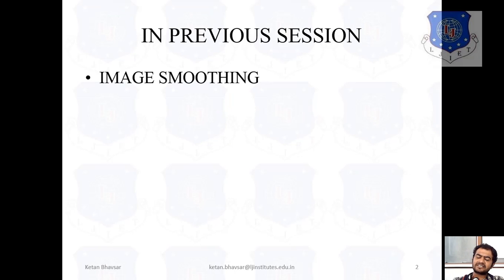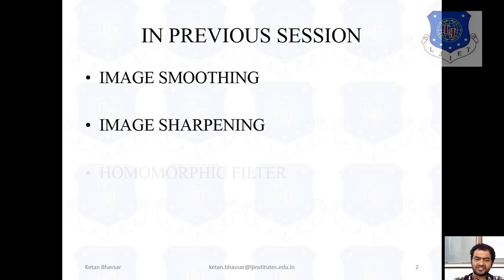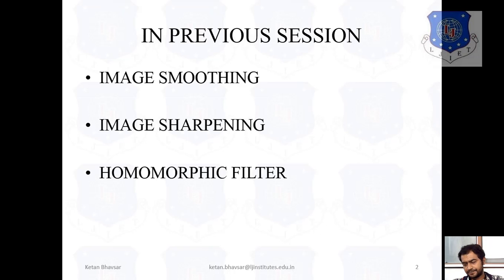In the previous session, we discussed image smoothing, image sharpening and the homomorphic filter. So we discussed different types of filters. When we talked about image smoothing, we discussed the low pass filter. When we talked about image sharpening, we discussed the high pass filter, and we also discussed how the homomorphic filter works, and how we can remove different types of shadowing portions from the image.